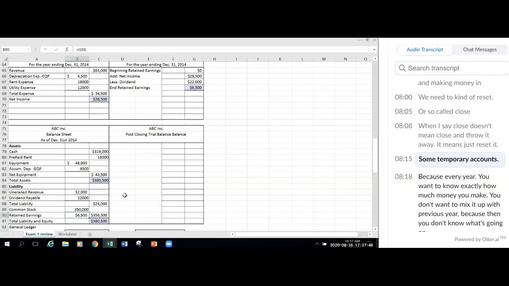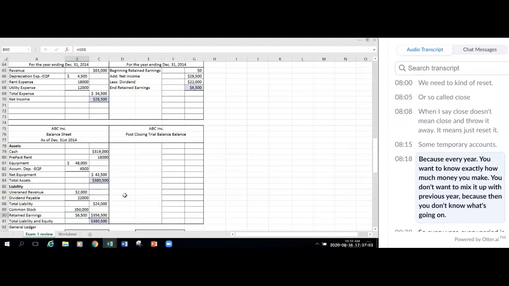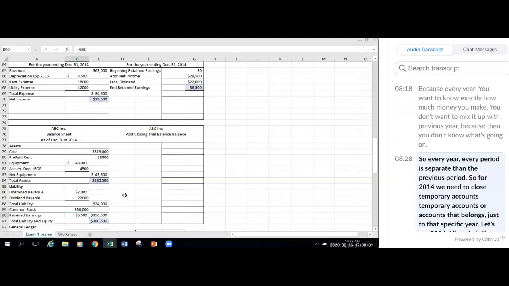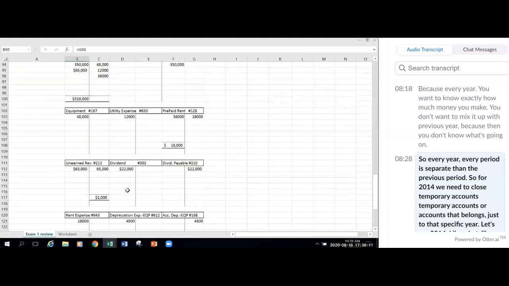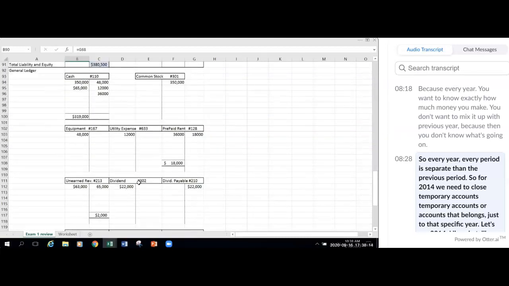Some temporary accounts. Because every year you want to know exactly how much money you make. You don't want to mix it up with the previous year because then you don't know what's going on. So every period is separate from the previous period. So for 2014, we need to close temporary accounts. Temporary accounts are accounts that belong just to that specific year.